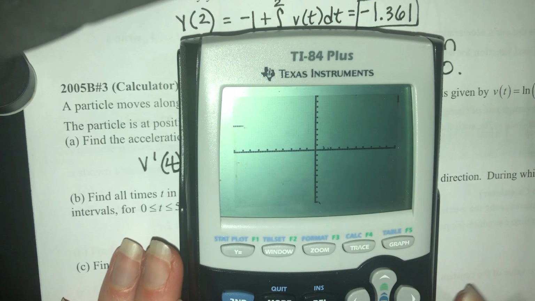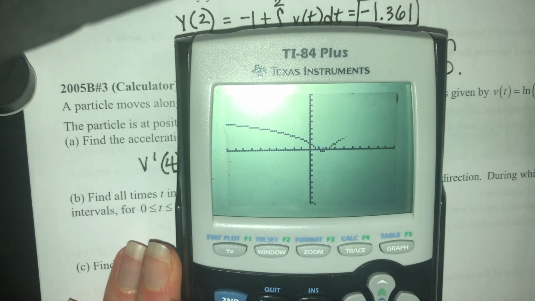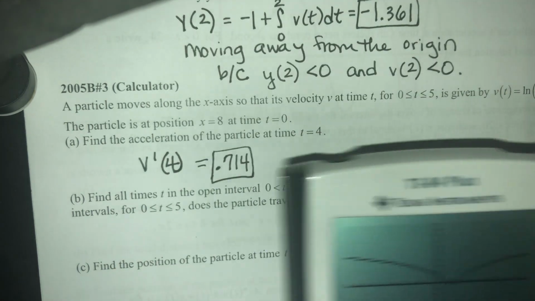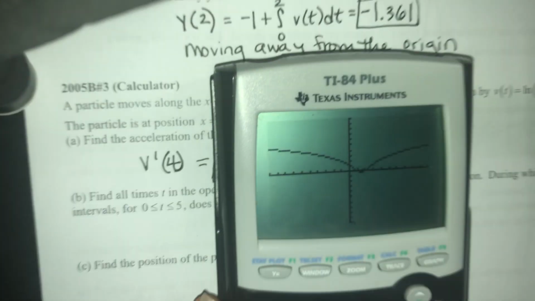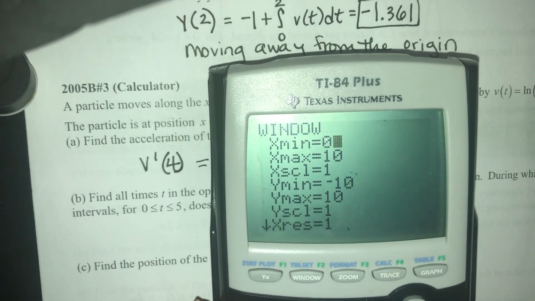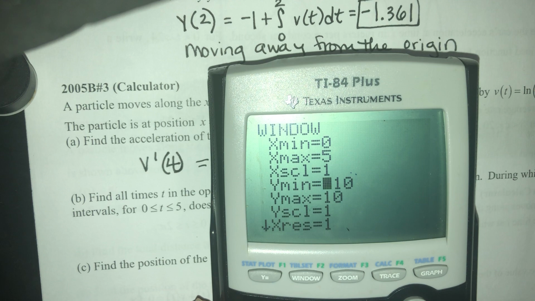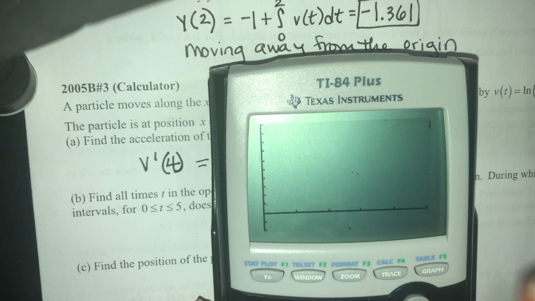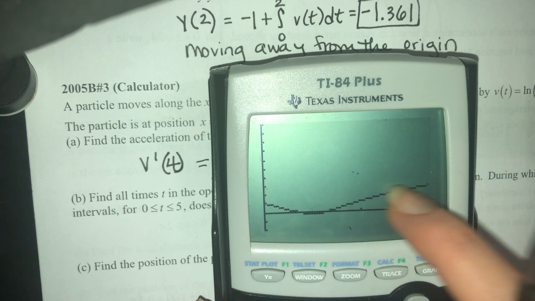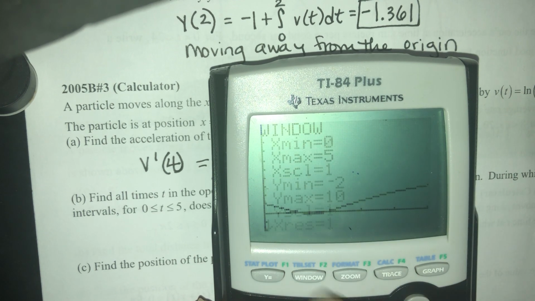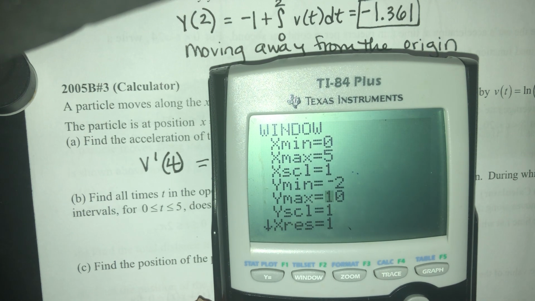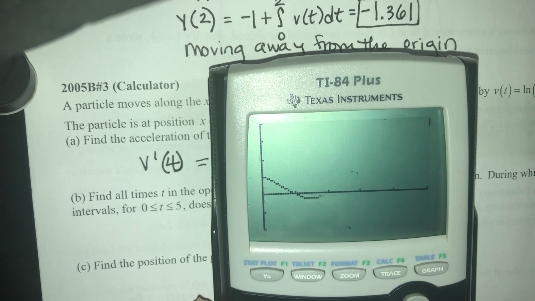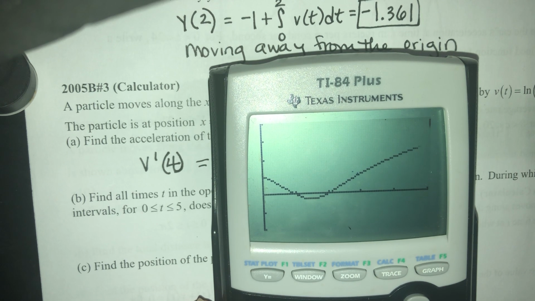So I'm going to hit graph. And I really don't need this much space on here because I only need times from 0 to 5. So I'm going to go window, x values from 0 to 5. Y values, we could go, I don't know, -2. It looked like there was a lot of room. Oh, I need to cut off some from the top too. Let's say maybe 4 for my Y max. Try that, see what that looks like. Oh, that's better. I can see what's going on really well here.